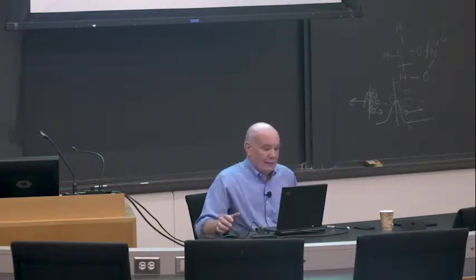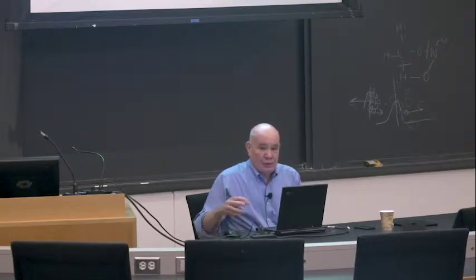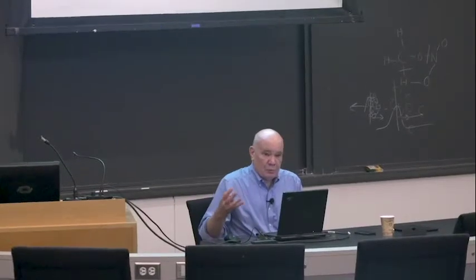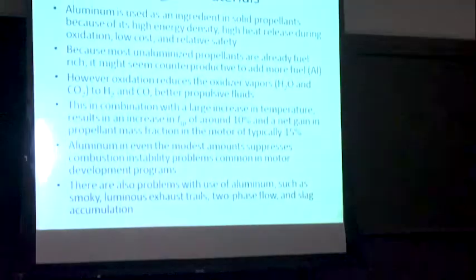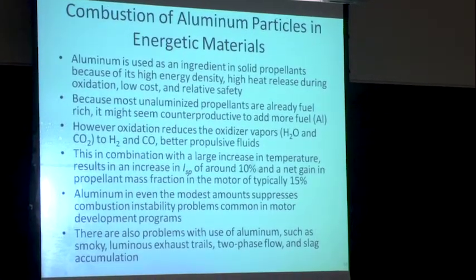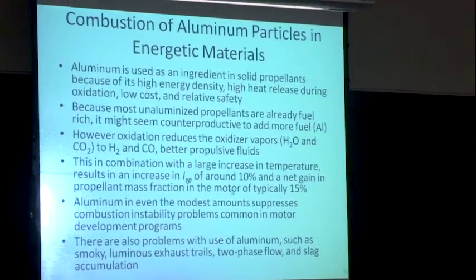And what you end up finding then is if you were to add it and look at a rocket motor and add it in proportions of about 10 weight% or so, you end up finding that you get an increase in ISP by about 10%, and the propellant mass fraction in a motor goes up by about 15%.